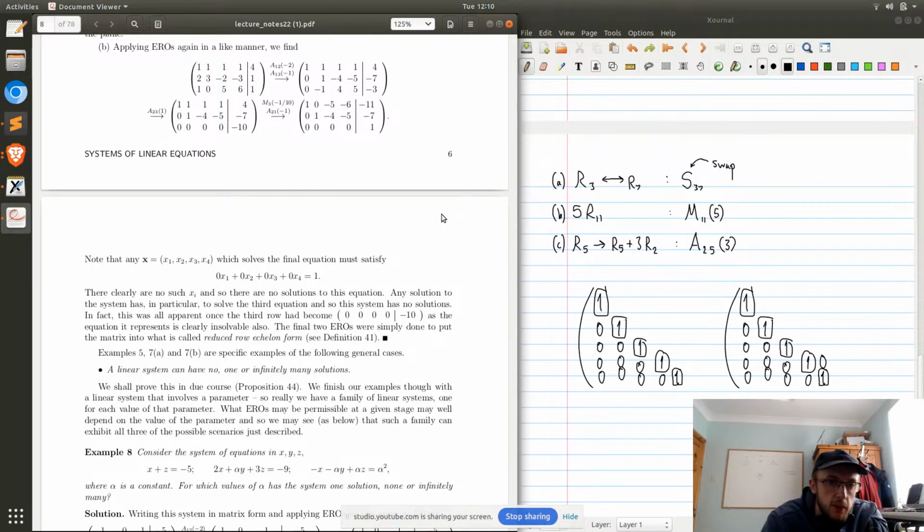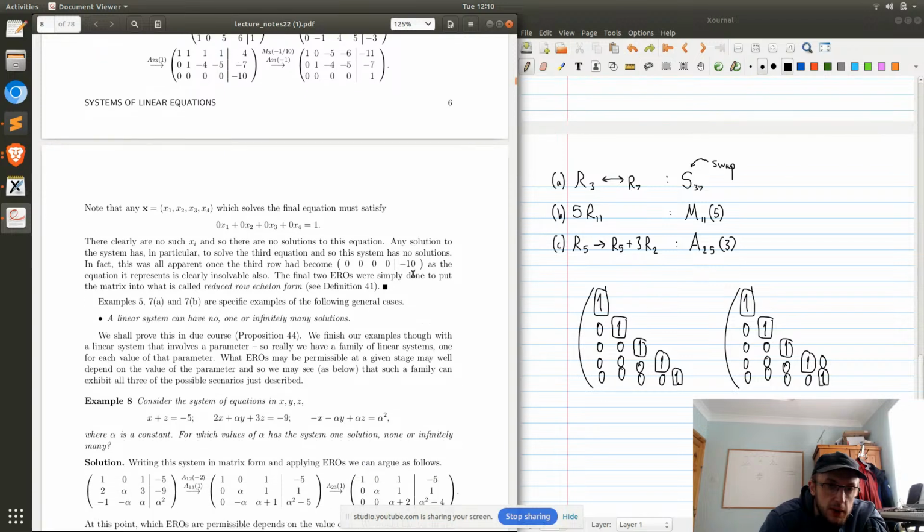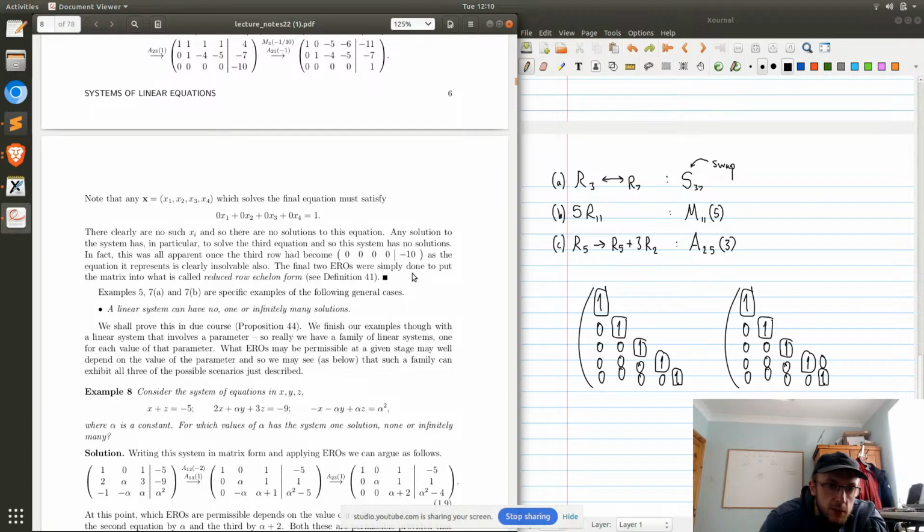In fact, this was all apparent once the third row had become this. So basically, they could have stopped here. They didn't have to. Wait, what were they doing here? Oh, trying to make that 0. I get it. As the equation it represents is clearly insoluble also. The final 2 EROs were simply done to put the matrix into what is called reduced row echelon form.